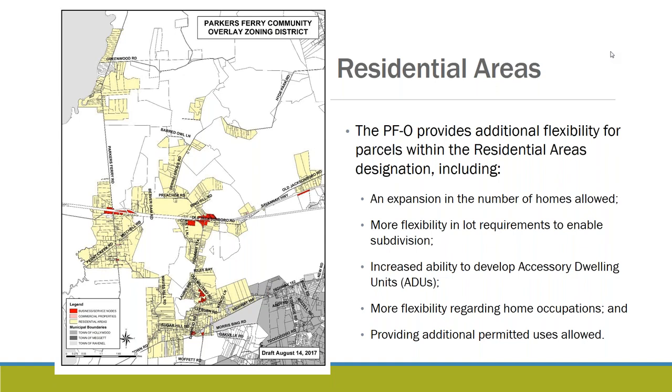It allows flexible lot requirements to enable subdivision, really just basing that minimum lot size on the amount needed for wells and septic tanks because there is no public water or sewer in this area. There is an increased ability to develop accessory dwelling units and more flexibility for home occupations, as well as allowing additional uses in the residential areas that you might not find in other communities.